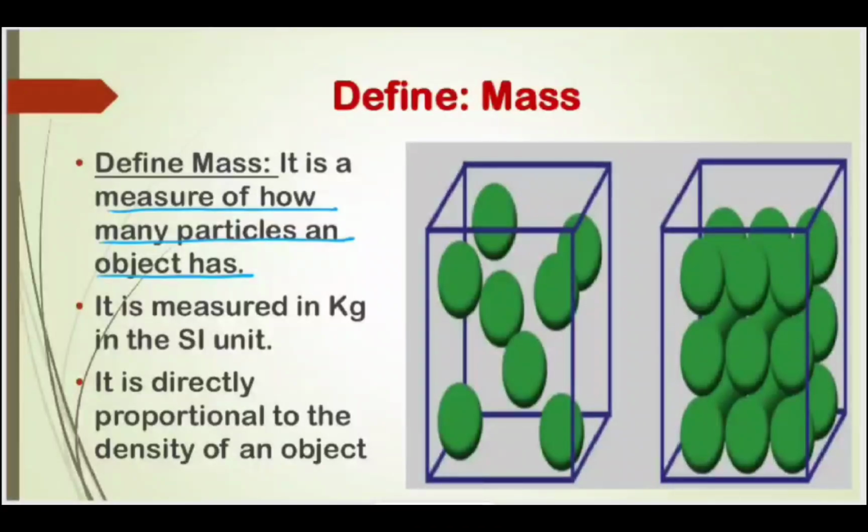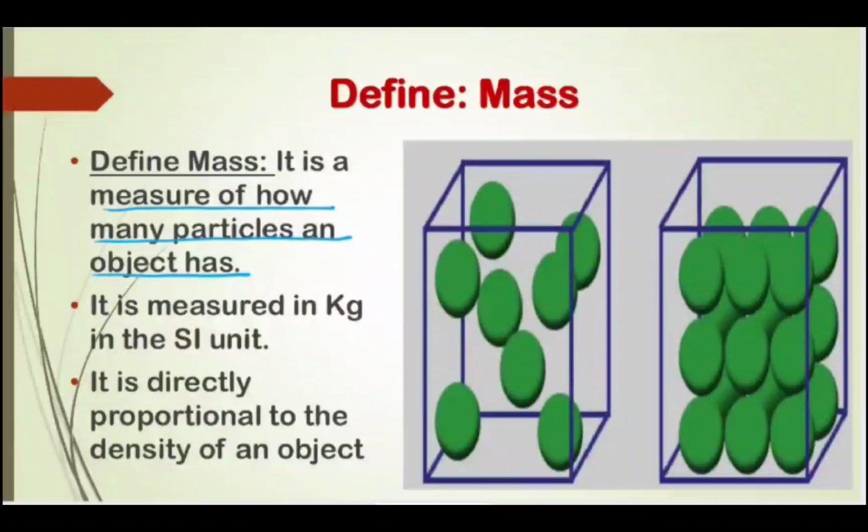So the number of atoms, to be very precise, atoms and molecules, present in a particular object or substance is the mass of that substance. As you know, mass is measured in kg in the International System of Units, and it is directly proportional to the density of the object. I will come to the term density, and to this slide once again.